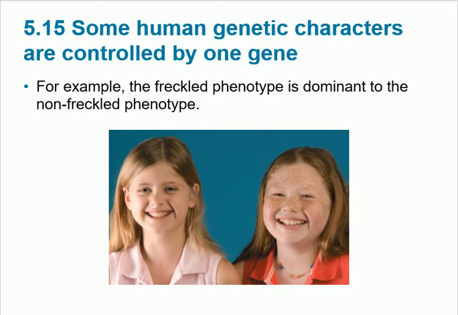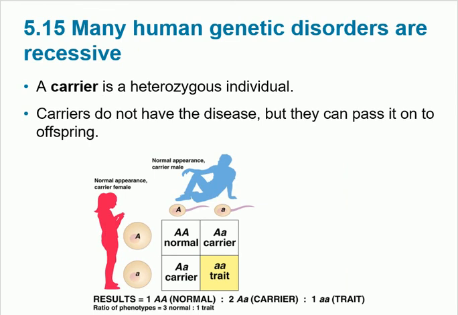Here's another thing. Freckling. Freckling is dominant. It's an autosomal dominant over non-freckling. So how can we match that? If we have 2 carriers, same thing like we did with the cystic fibrosis. Here is mixed and here is mixed. How many would be normal? 1. How many carriers? 2. And how many have the disease? 1. It's the same scenario.